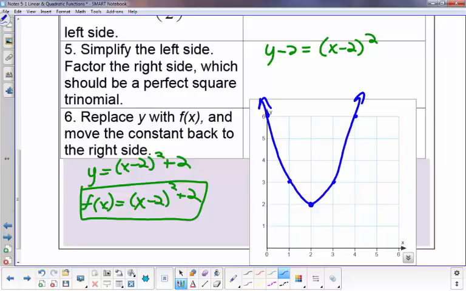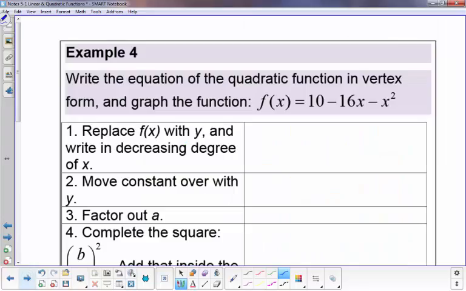So let's do another one here. Alright, so we have f of x equals 10 minus 16x minus x squared. So we rewrite this in descending order: y equals negative x squared minus 16x plus 10.